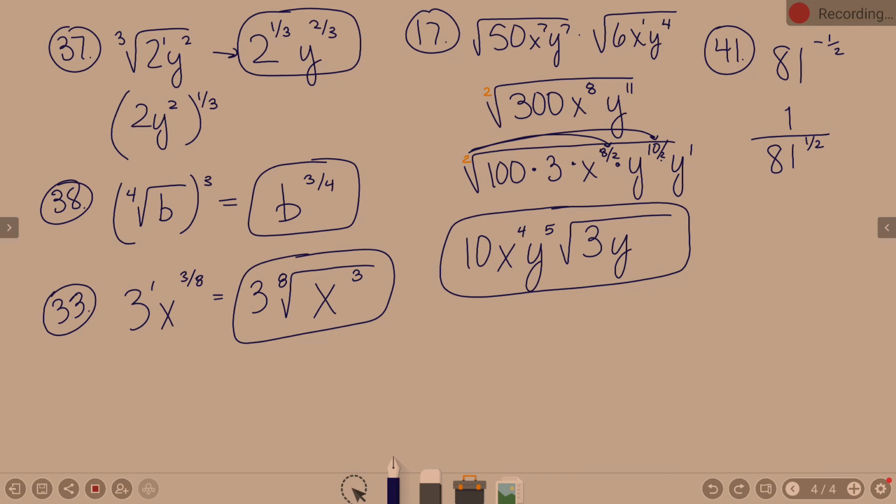Now that it's a positive exponent, what does that positive exponent tell me? The square root. Yeah, a denominator of 2 in the exponent tells me it's a square root. Technically it's the square root of 81 to the first, but all you really have to worry about is the square root there. And what is the square root of 81? 9. So then this is going to become 1 over 9. Don't try to give me some decimal answer. I don't want a decimal answer. I want 1/9.